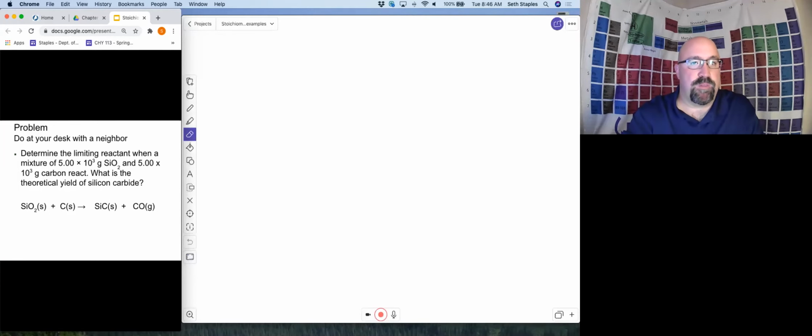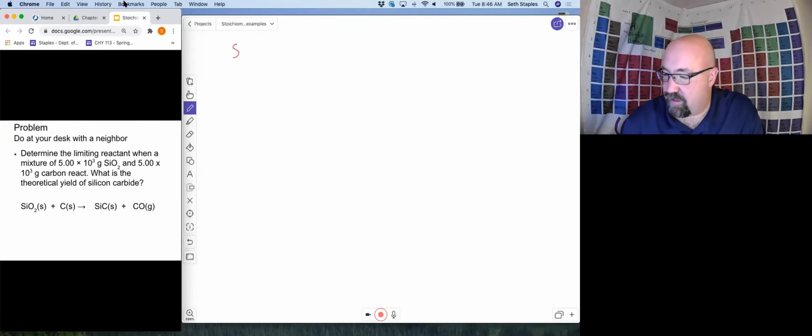And so the first one that we encounter is a reaction between SiO2 and carbon to form silicon carbide and carbon monoxide. We need to first find the limiting reactant in order to then go on to find our theoretical yield. The first thing that should strike you about this equation is that it's not balanced, and that's the first thing we really want to do. So let's go ahead and write this equation out and then balance it.